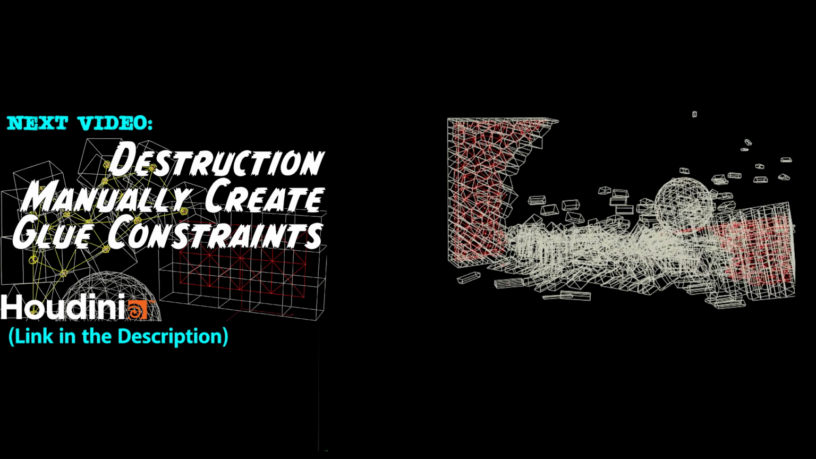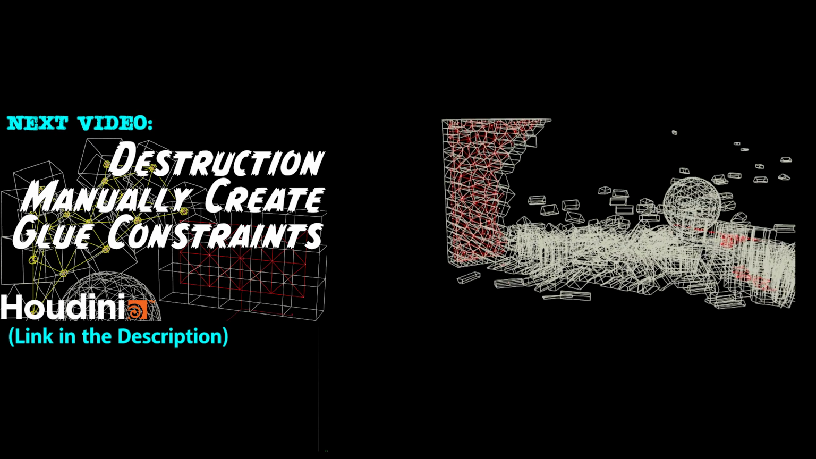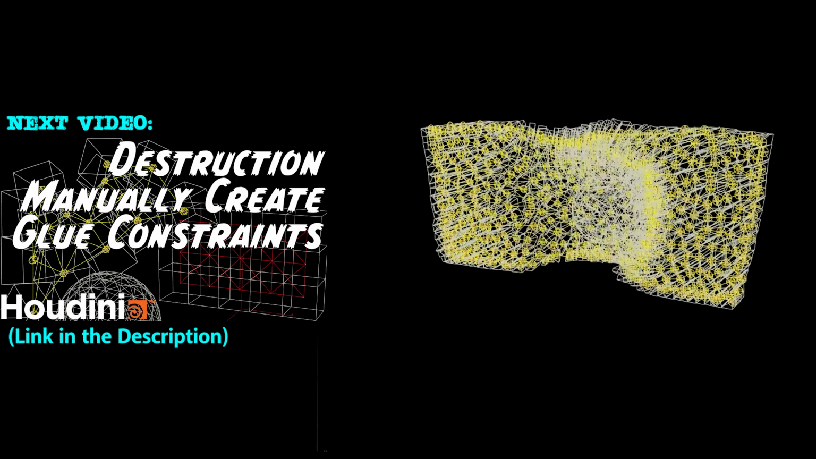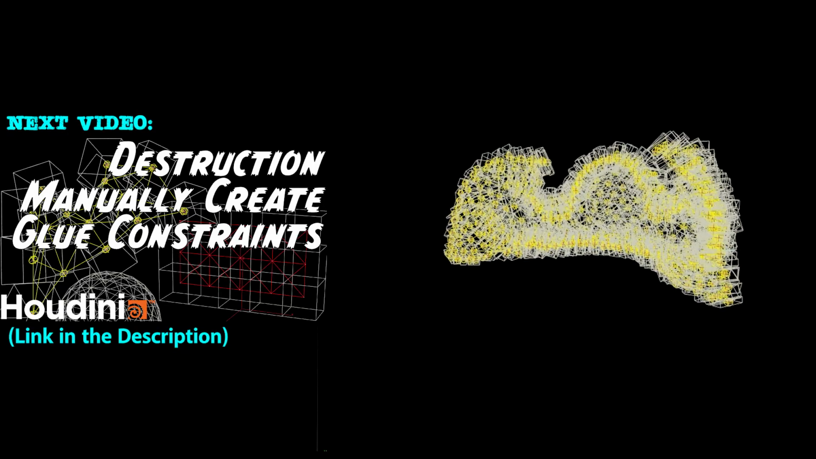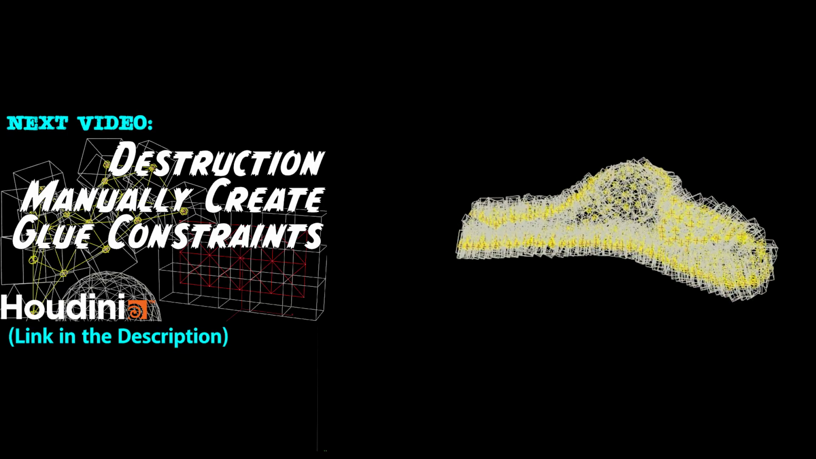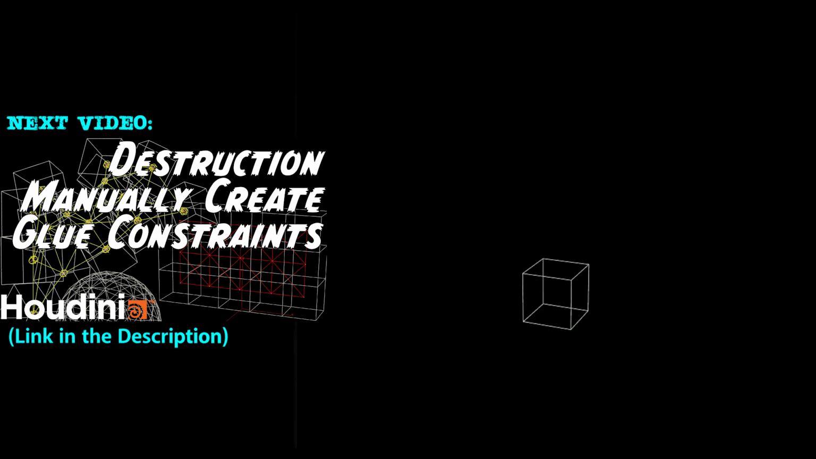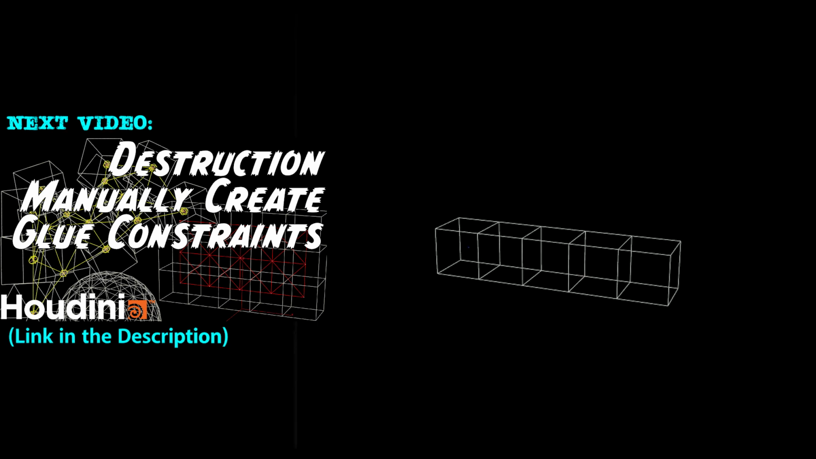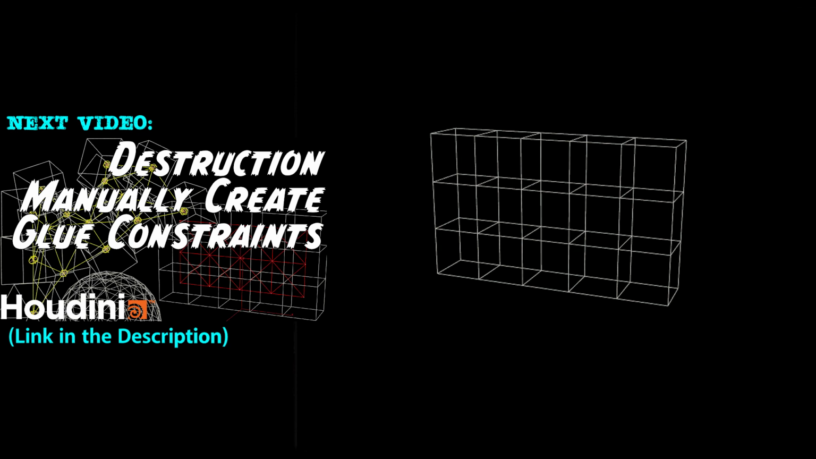What if you wanted to build a structure from the bottom up, say brick by brick or piece by piece? That's where the next video comes in. I demonstrate building a simple wall by stacking boxes together and manually creating the glue constraints from scratch without the use of the Voronoi fracture.